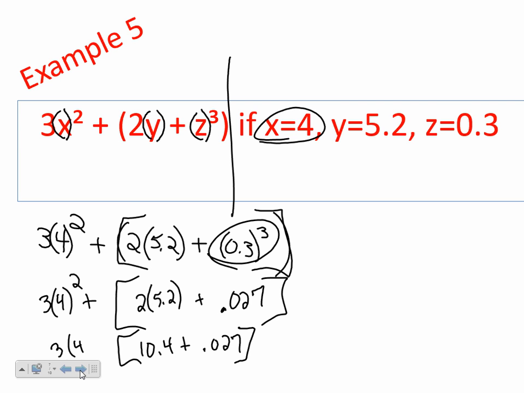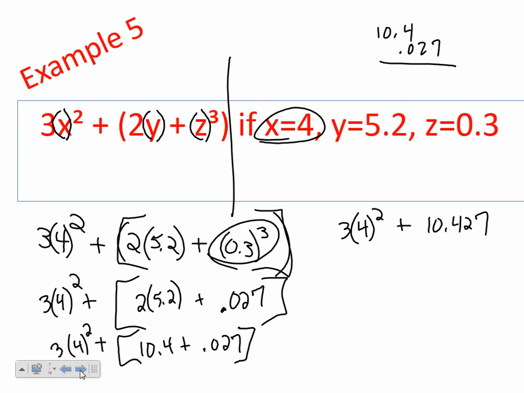3, 4 squared plus. Okay. When we add 10.4 plus 0.027, line up your decimals. 10.4 plus 0.027. What will we get? 10.427. So far, so good? Everybody okay? Now I'm done with the grouping.